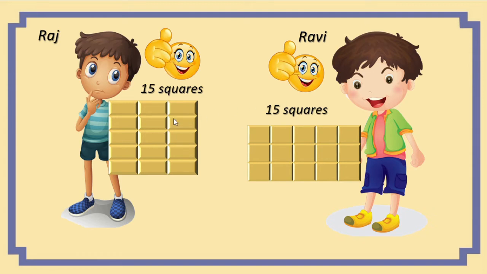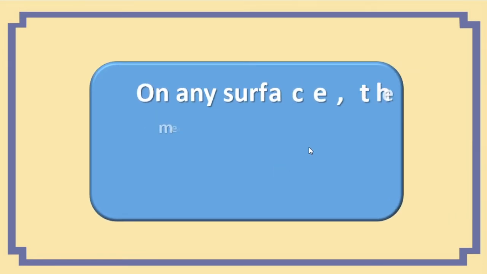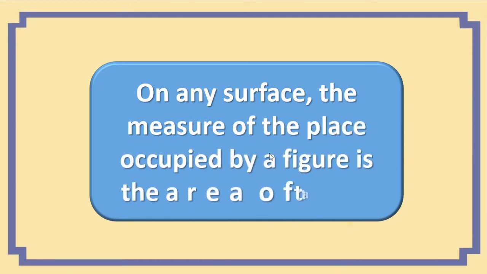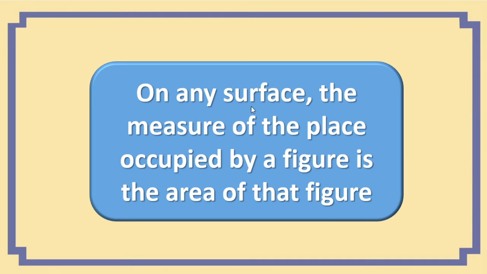This is nothing but the area, the upper surface, that is nothing but the area of this chocolate, and this is the area of this slab. We can write like this: on any surface, the measure of the place occupied by a figure is the area of that figure. Okay, whatever surface, that is nothing but area of that figure.